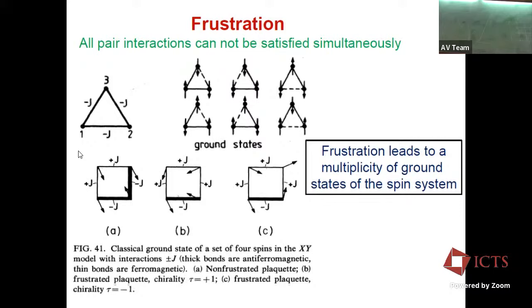In spin glasses, we'll see that some theories actually can take into account this kind of structure explicitly, whereas in many other systems, such a theory is still lacking. Okay, so everybody understands what frustration means and its effects.